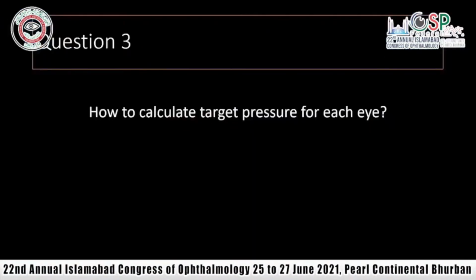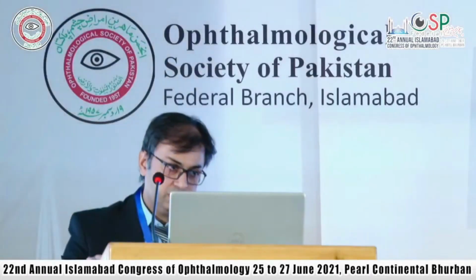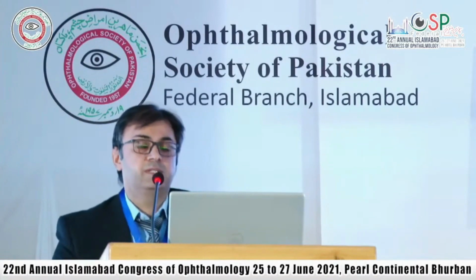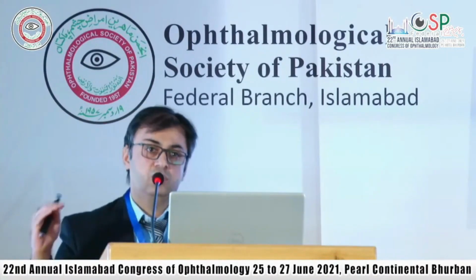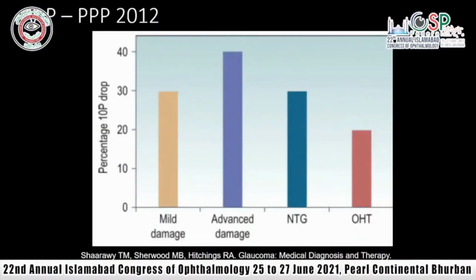The third question, which is actually what residents ask the most: how do you practically calculate the target IOP? The American Academy Preferred Practice Patterns suggest that you stage the glaucoma into different categories: mild, moderate, and severe, and then normal tension and ocular hypertension glaucoma. They suggested that for mild damage and normal tension glaucoma, you should aim for a 30% reduction from the baseline. For advanced damage, it should be 40%, and for ocular hypertension, it should be 20%.